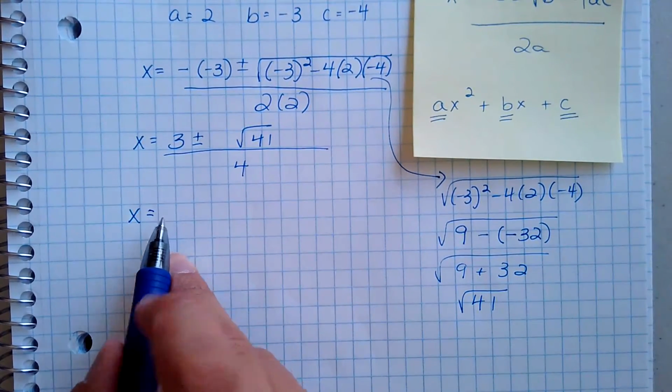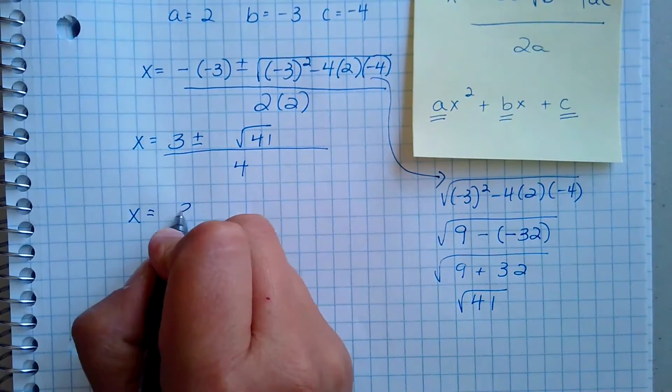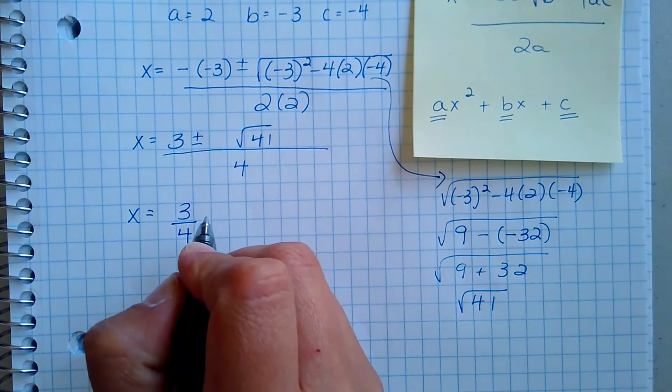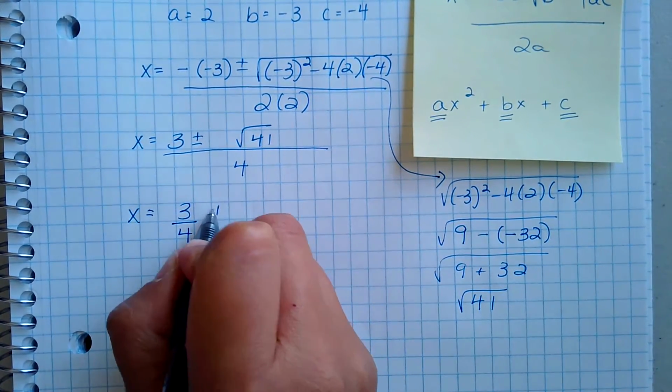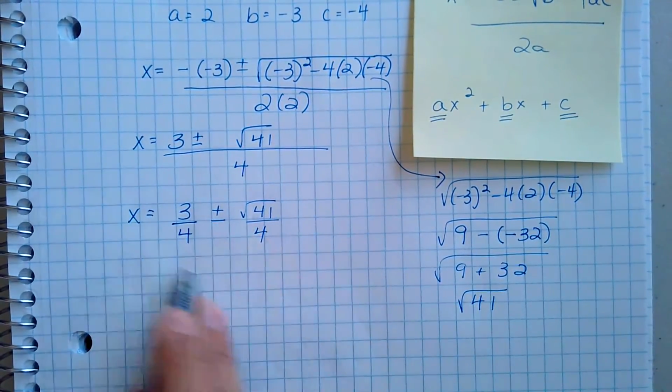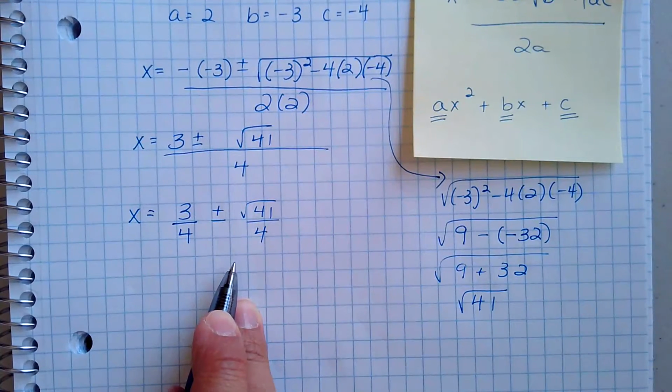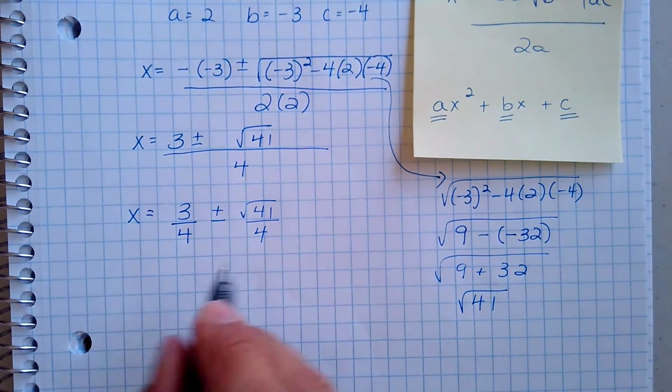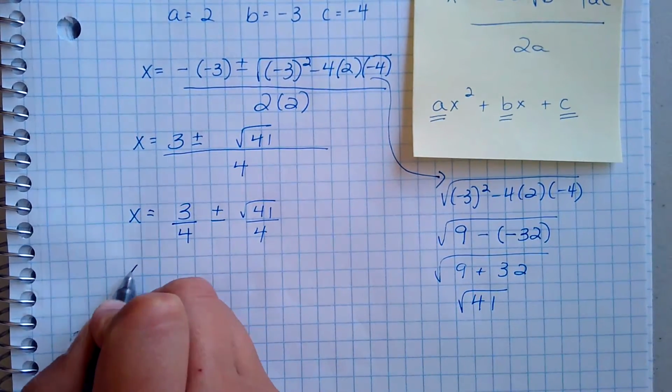Okay, shh. So I have 3 divided by this 4. Okay, you need to be quiet and go downstairs. Plus or minus, and then I have root 41 over 4. I like this because if it's going to be a decimal, I'm going to need to simplify these.